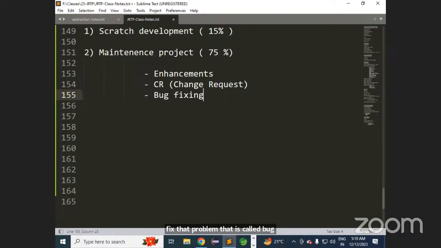So if you go for scratch development, pure development work will be available. When you go for a maintenance project, enhancements will be available, change requests will be available, and bug fixing also will be available. What is the meaning of bug fixing? Some functionality is not working, you need to troubleshoot. You need to act like a detective to understand where the problem is in the code.